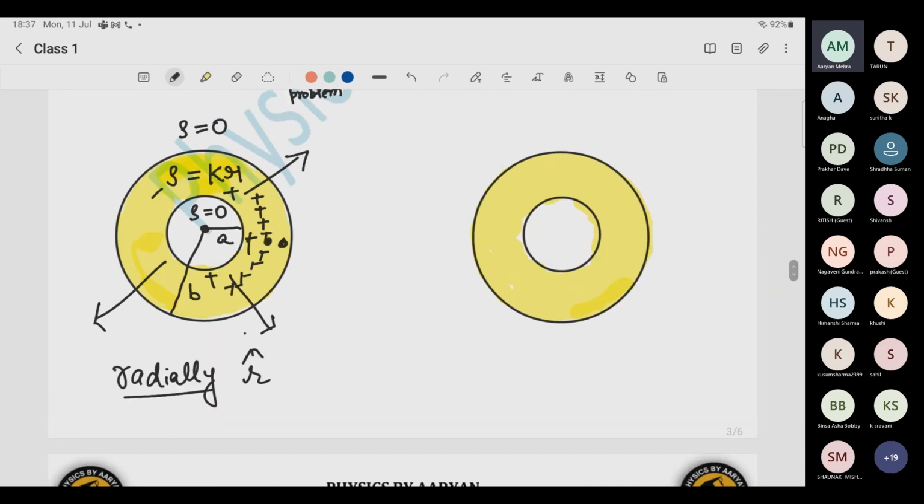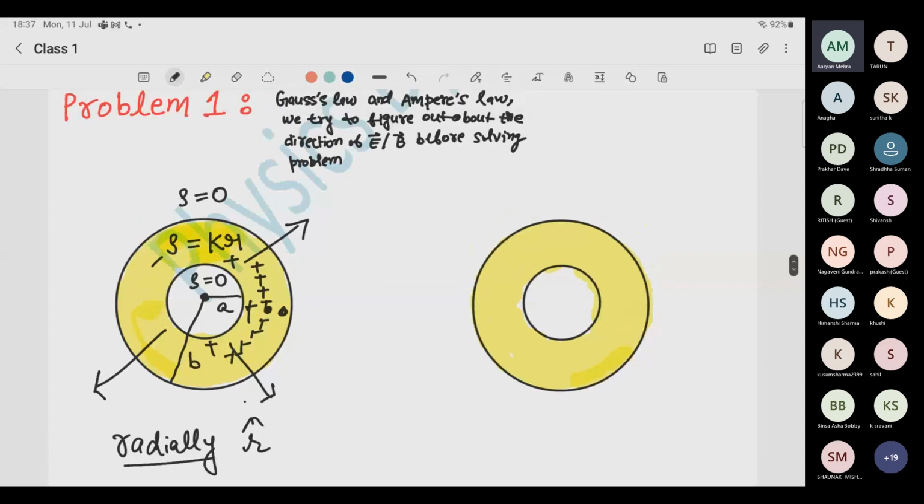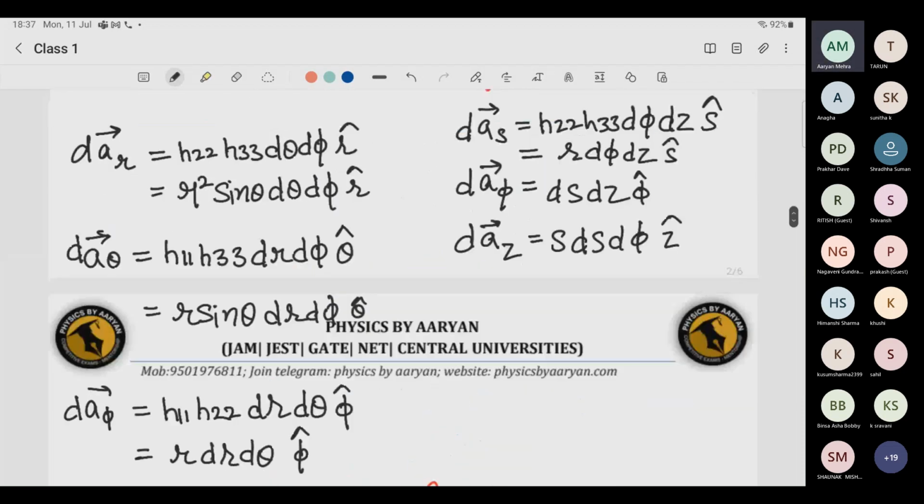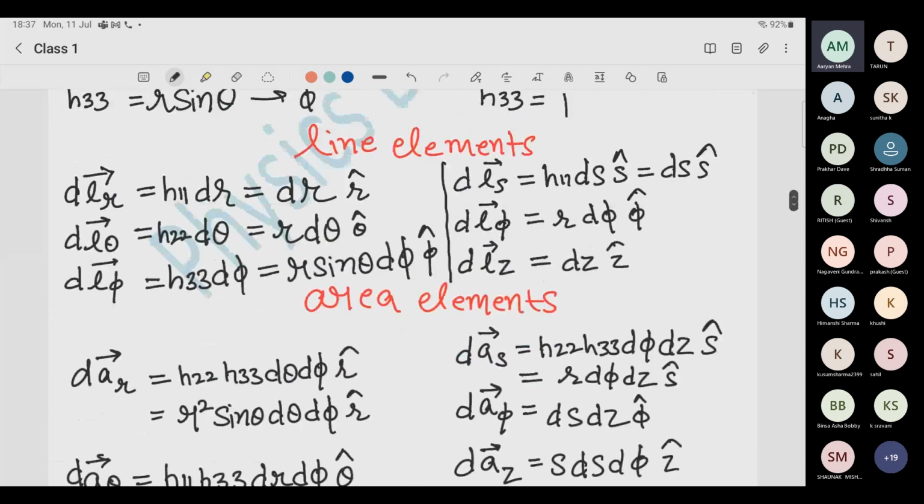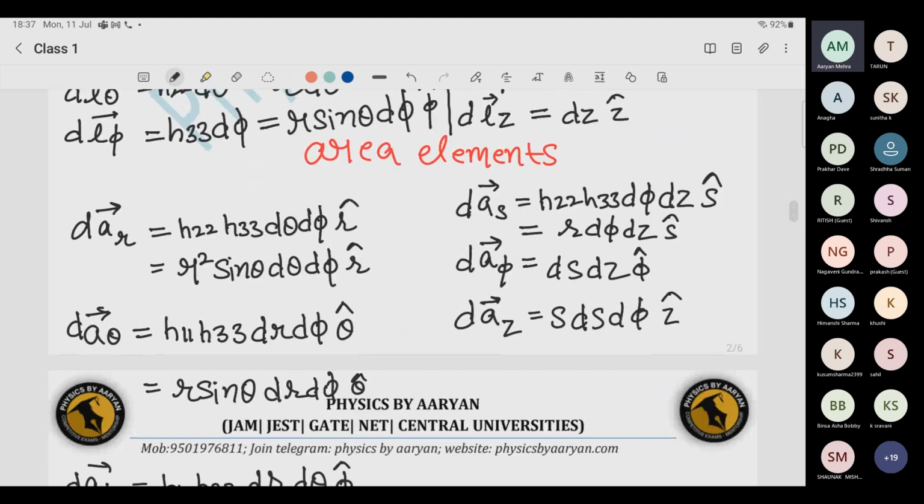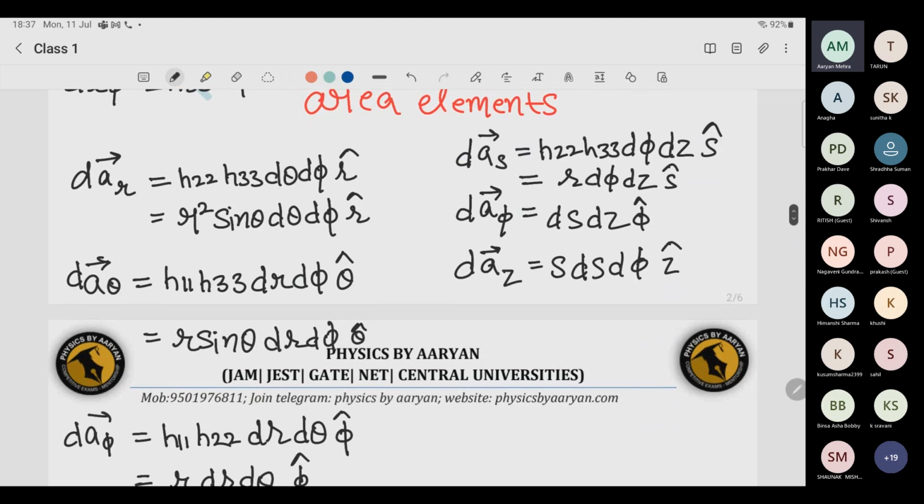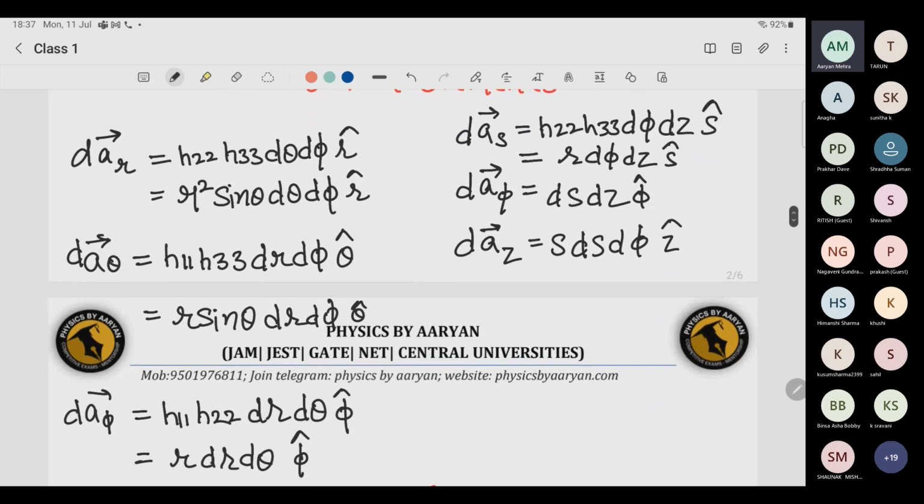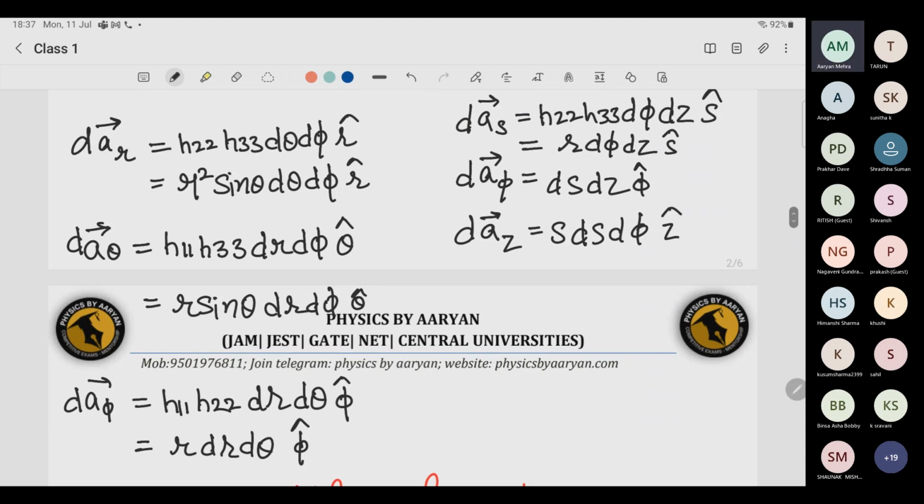Now we move to the second step. Once you know the direction of the electric field, you decide what the Gaussian surface should be. What is a Gaussian surface? It is an imaginary surface that we draw to solve the problems. So let's move to our spherical polar coordinates. If we are talking about surface, then we have to discuss area elements. Now tell me, out of these three area elements, which one should I choose? The first one. Why? Because it is also along r cap.